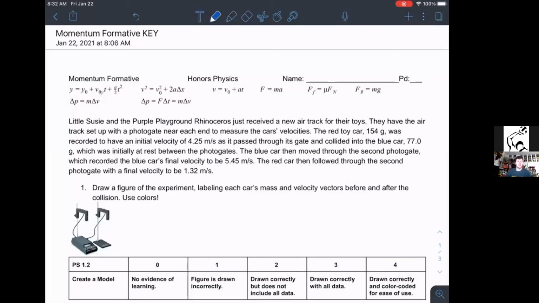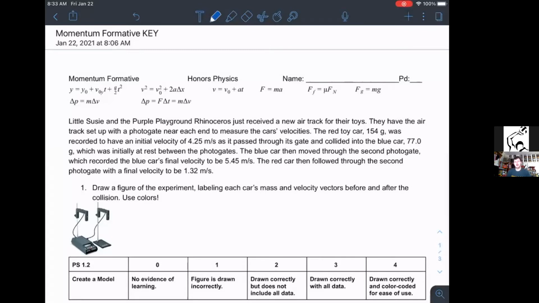Hi, ladies and gentlemen. So we're going to go through this formative real quick. It says that in the formative, little Susie and the purple rhinoceros just received a new air track for their toys. They're on the air tracks. They're setting out the air track with a photo gate near the end to measure the cars' velocities.